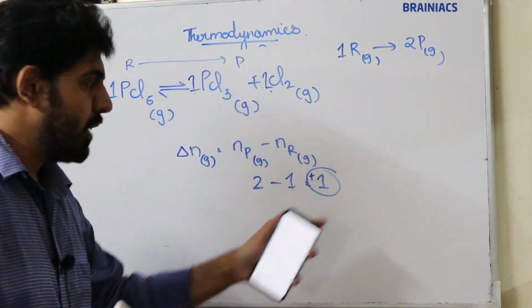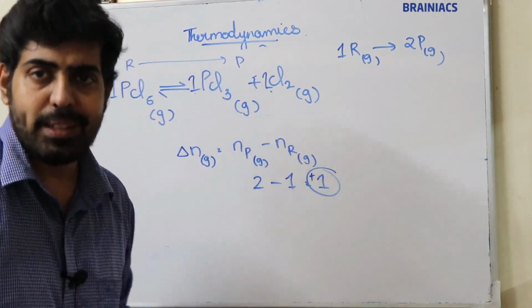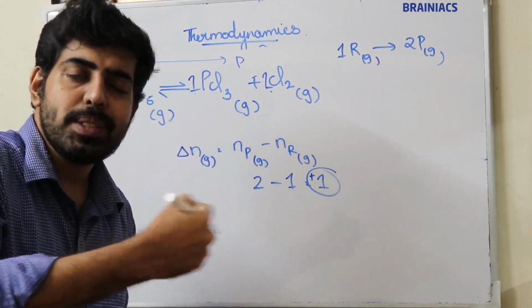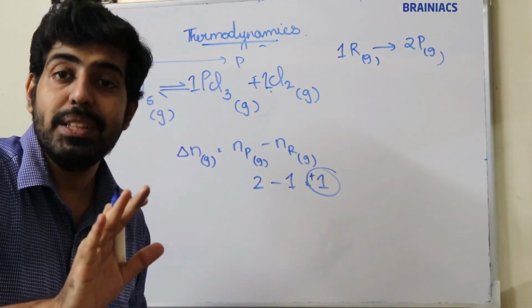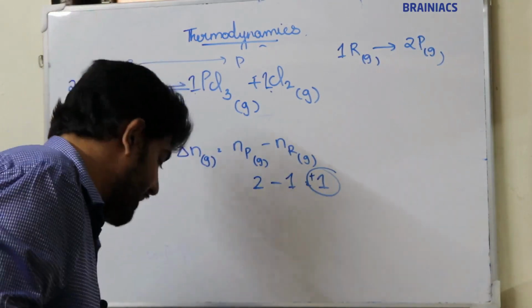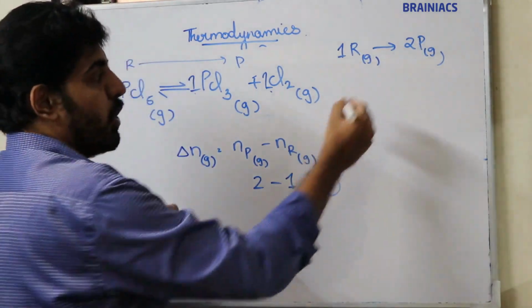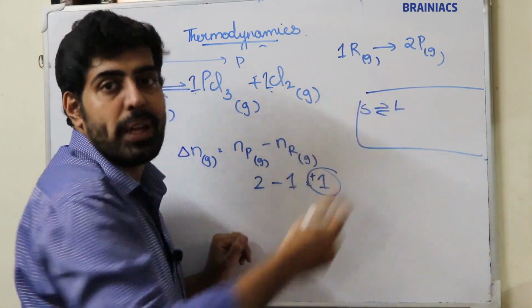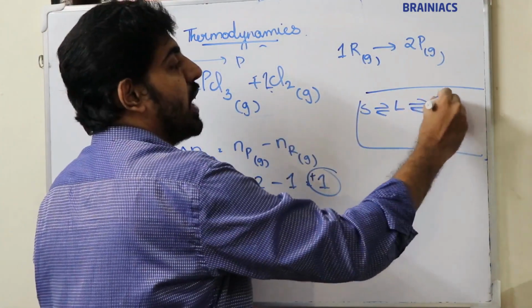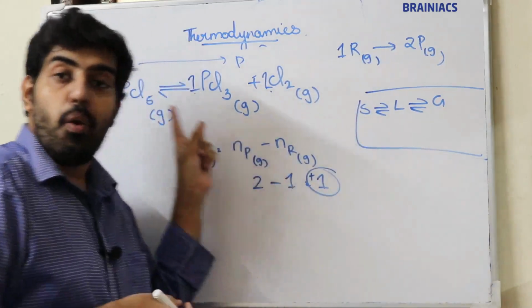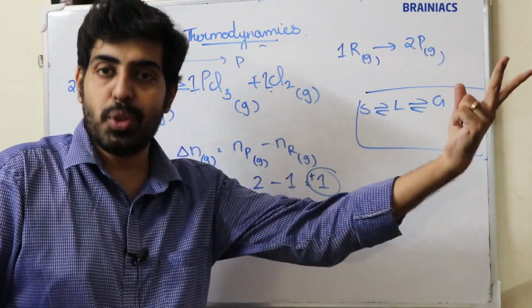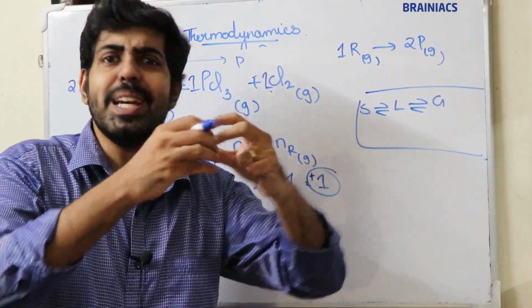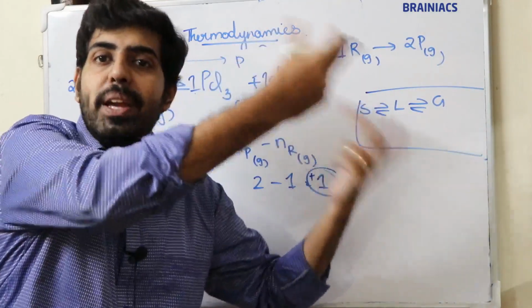When the number of moles of product is greater than the number of moles of reactant, that means the entropy of the reaction increases. We know that when solid changes to liquid, entropy increases. When liquid changes to gas, again entropy increases. Here 1 mole of gas changes to 2 moles of gas. Obviously 1 mole is changing to 2 moles, that means entropy increases.